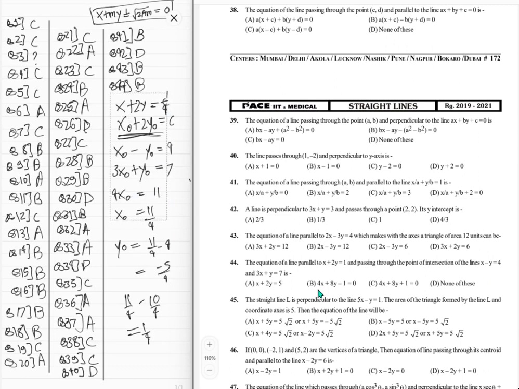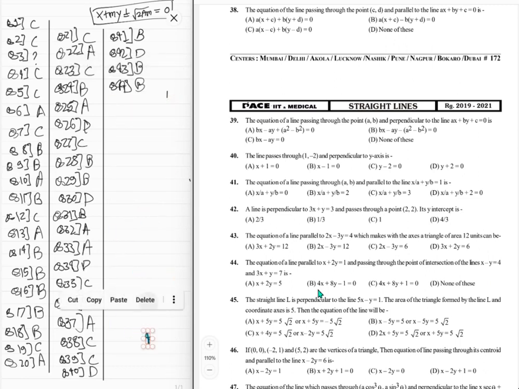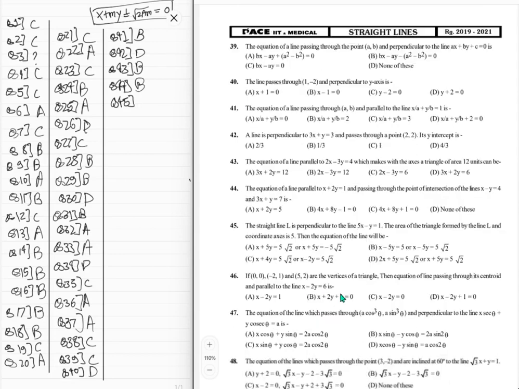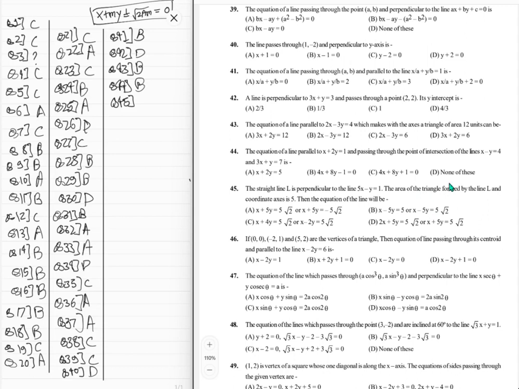This took long amount of time. Okay, next. Question number 45. The straight line L is perpendicular to the line. This, okay, the area of the triangle formed with line L and coordinate axis is 5.